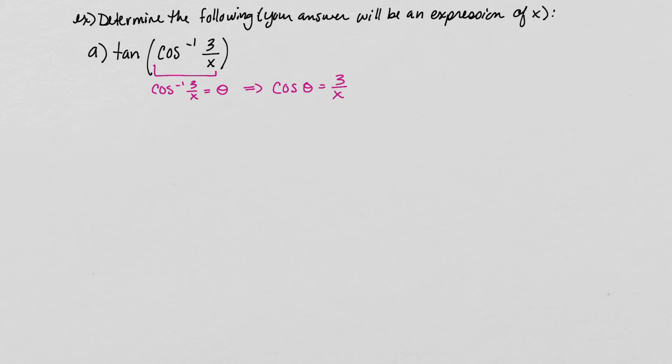So basically all I've done is I let the inside stuff be equal to theta. So what I really am looking for now is what is the tangent of theta, because I've just basically replaced all of the inside stuff, that cosine inverse of 3 over x, with a theta. So really in the end, I'm just trying to find the tangent of theta. Now I haven't told us how we're going to find that yet, but are there questions about anything I wrote up there so far?